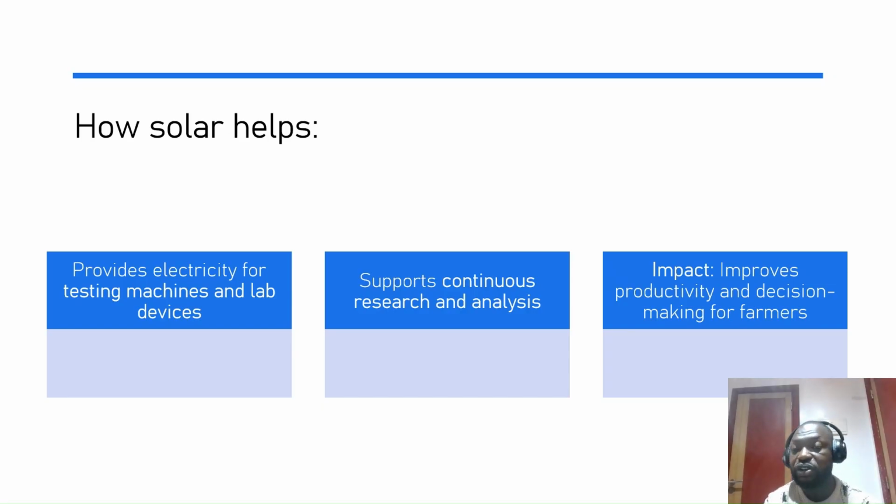It also supports the continuous research and analysis that are required for tracking and monitoring the sustainability of some of the decisions that are being taken, to see which crop or which product is doing well and which other is not doing well. So we can see how best we can compete with the market and also make sure that we have a very sustainable business. The impact also improves productivity and, of course, the decision making that is required for the farmers.